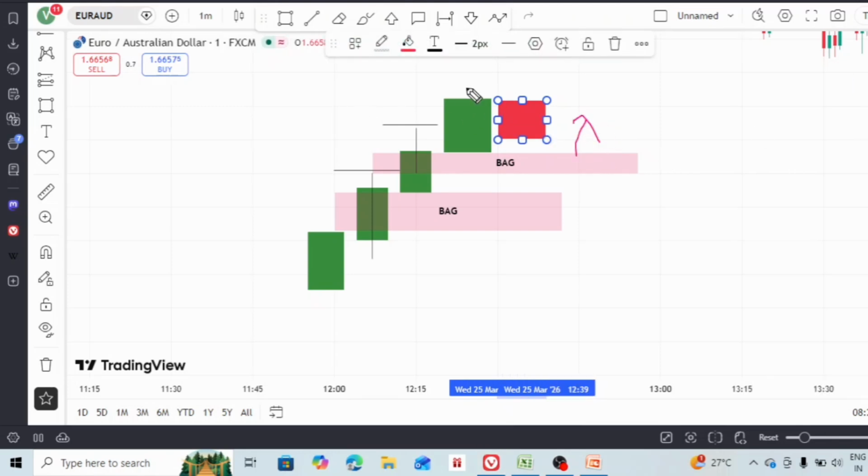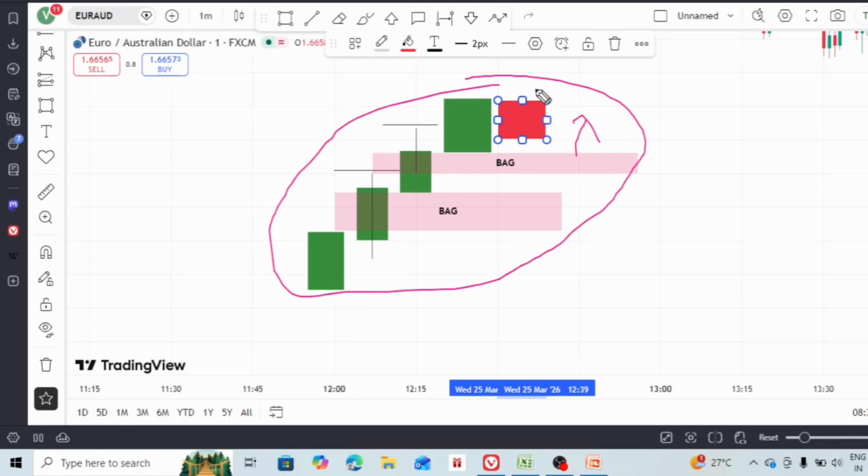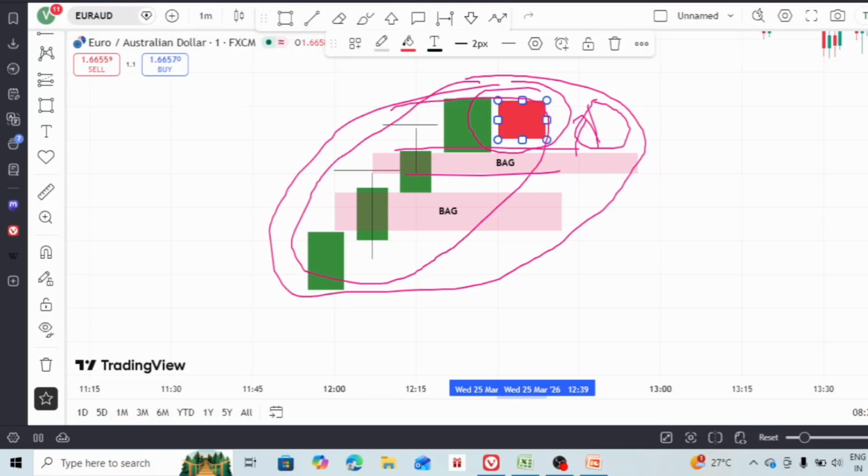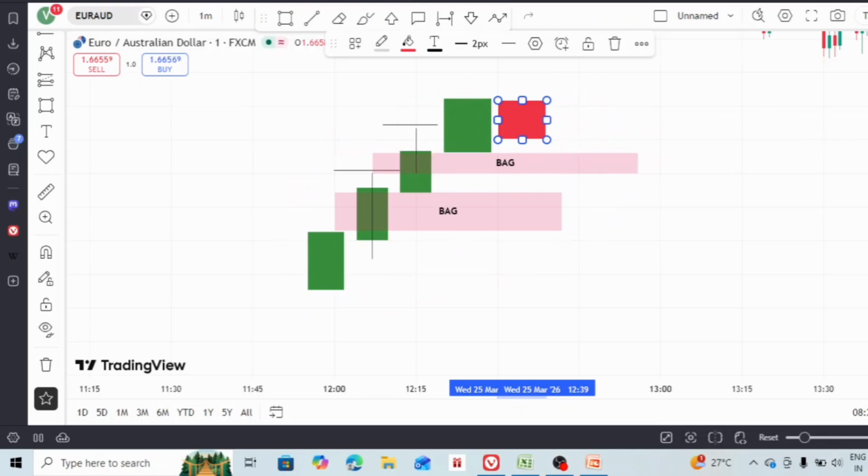But if there are two continuous breakaway gaps, then you have to wait for this one or two retracements, because there can be retracement in the market if there are two continuous breakaway gaps. So this is about the breakaway gap.